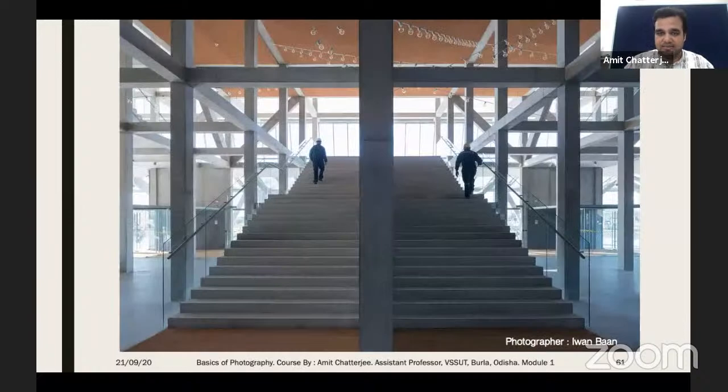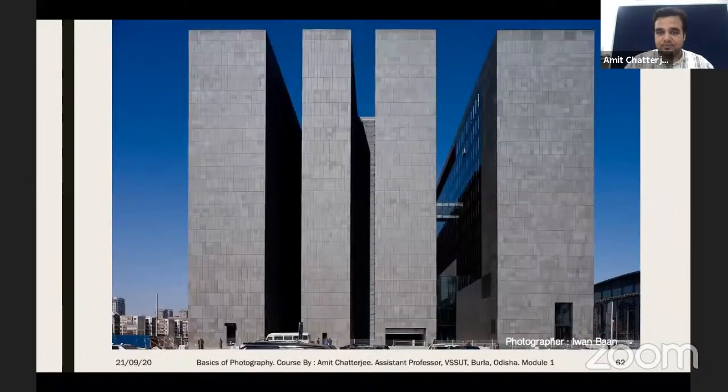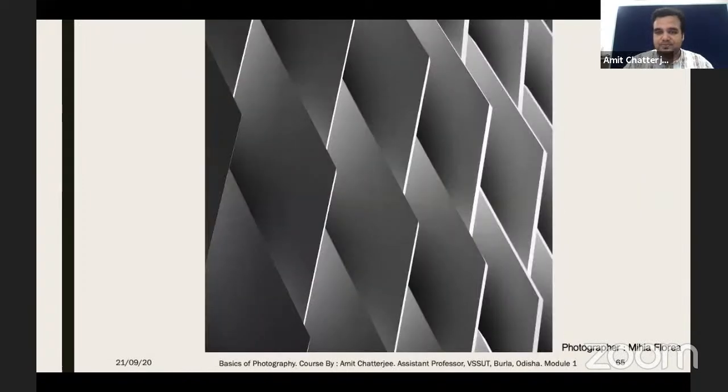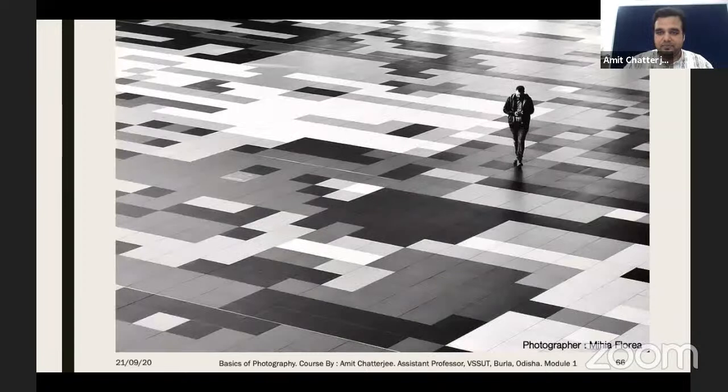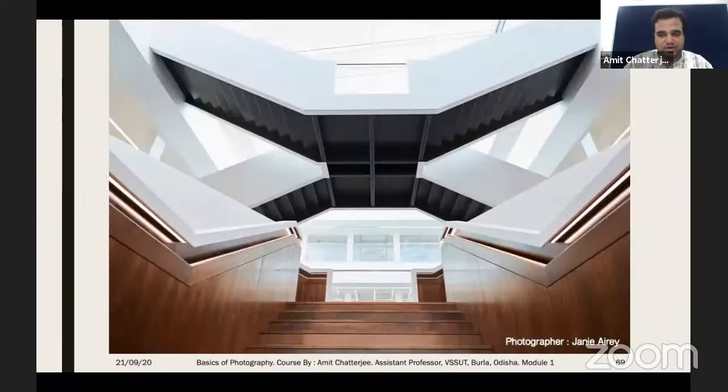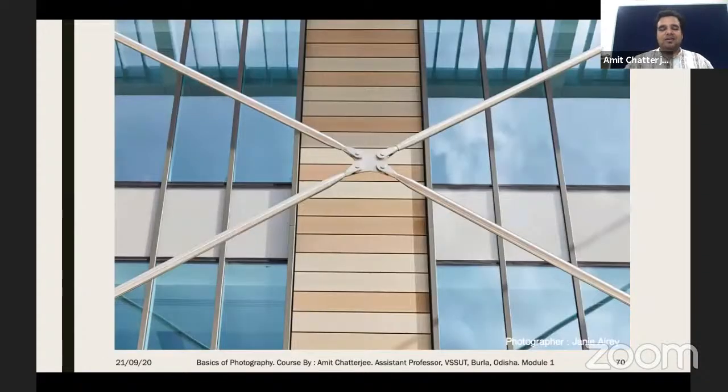Symmetry, balance, emphasis, patterns, showing the patterns, repetitions, patterns again, emphasis, symmetry, symmetry, balance. You will see most of these photographers are using the actual principles that we have already learned from form, space, and order.